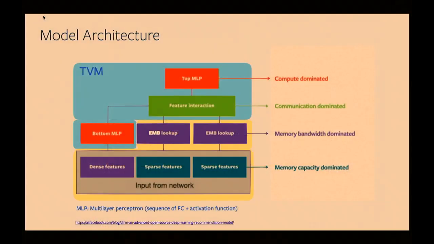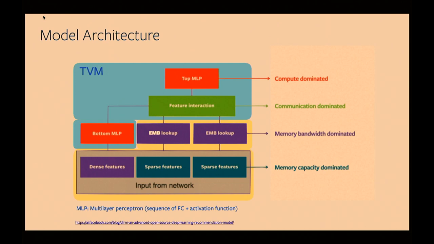Cool. So for the high-level model architecture, we combine dense and sparse features to produce predictions for multiple different ads for a single user per batch. And this comes with really tight requirements for latency. For the sparse features, we feed them through an embedding lookup, and this is memory bandwidth bound, and this takes up the majority of the model size.